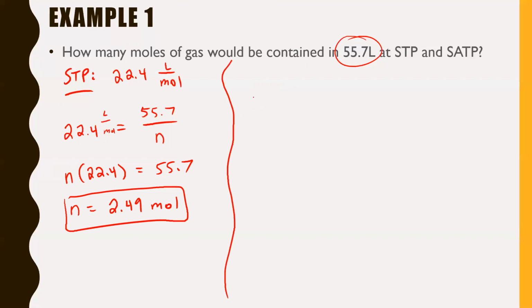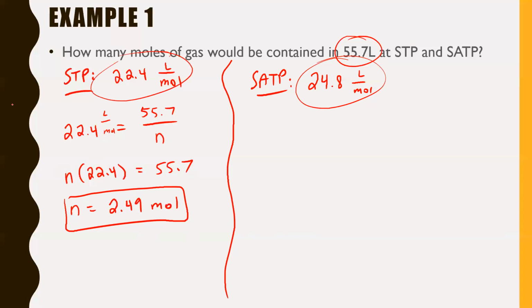Now let's look at SATP conditions. SATP conditions have a slightly different molar volume. The molar volume was 24.8 liters per mole. Now, just in case you're wondering, because I guarantee some of you guys are wondering this right now, and I should have mentioned it earlier, you will not be expected to memorize these two numbers. Don't you worry. We're going to include them on any quizzes or exams that we give you. But again, you'll be working with them so much you'll hopefully have them memorized before we even get there.